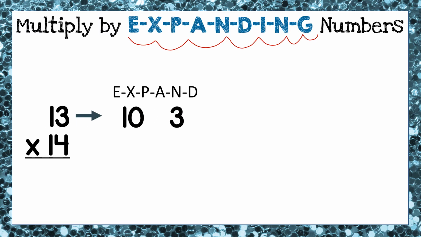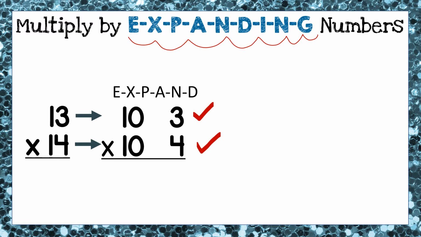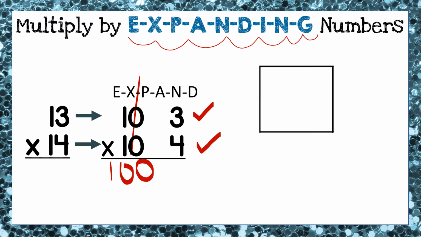13 expands to 10 and 3. This is also called decomposing. I'm going to decompose 14 to 10 and 4. And so now I'm ready to multiply 13 times 14. I'll start by multiplying 10 times 10. I know that 10 times 10 is 100, and I'm going to represent 100 with this 100 flat.